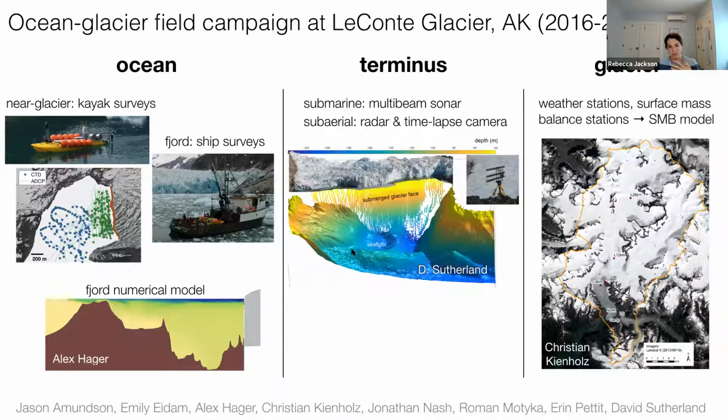Right at the terminus, we have submarine measurements of the terminus from multi-beam sonar and subaerial measurements from radar and time-lapse camera. And then up on the glacier, we have a whole variety of measurements, but the ones I'll mention briefly are weather stations and surface mass balance stations, which feed into a surface mass balance model of basically how much melt and precipitation is draining in the glacier catchment basin. This is a big collaborative project with the group listed at the bottom.